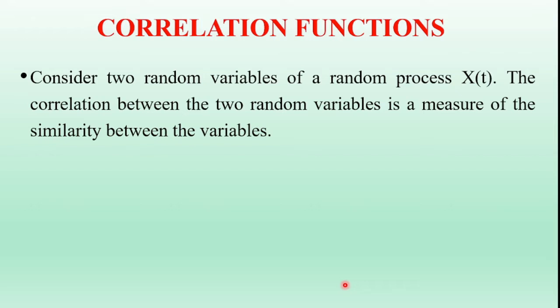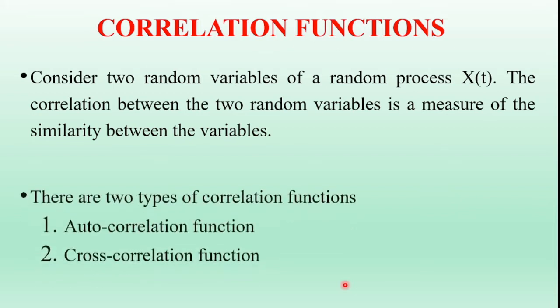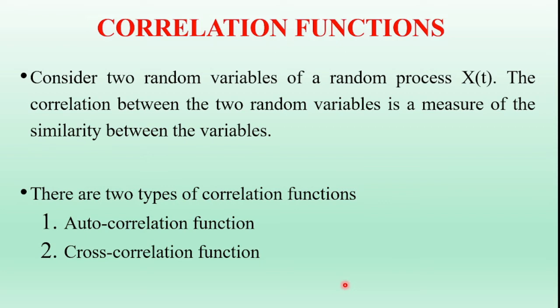Assume that the two random variables are determined at two different times t1 and t2. If the two time instants t1 and t2 are very close together, then the random variables x of t1 and x of t2 will be highly correlated or similar. If the two time instants t1 and t2 are widely separated, the correlation between the values of the random variables x of t1 and x of t2 will be very less. So that is the definition of the correlation function.